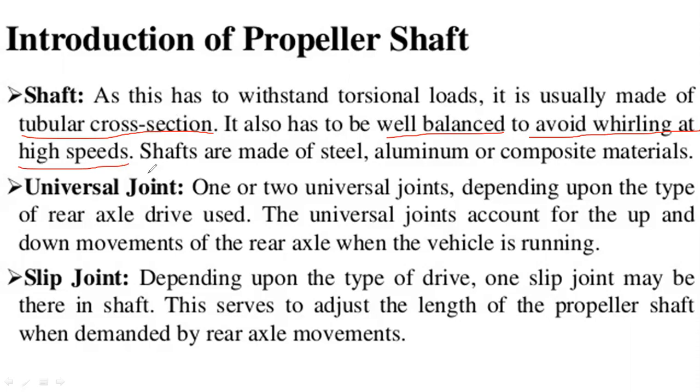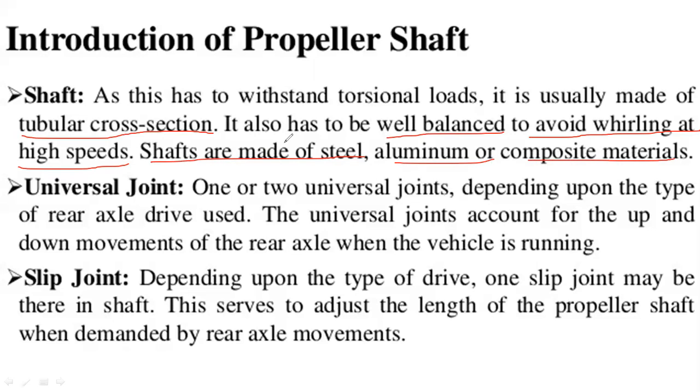And the shafts are made of steel. So I am taking a high strength material to design this propeller shaft. What type of material is it? Mild steel. Shafts are made of steel or aluminum or composite materials. These are the different materials used to manufacture propeller shafts.